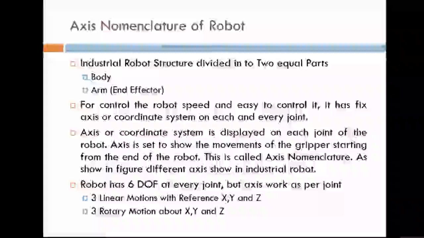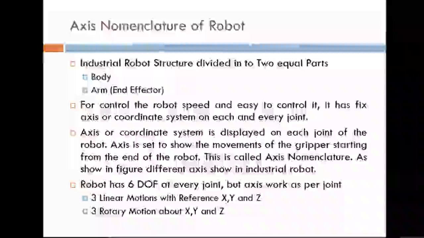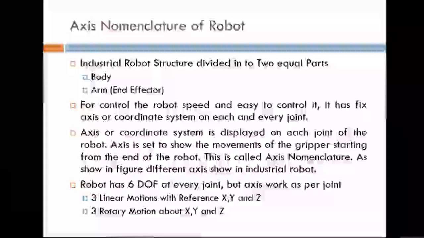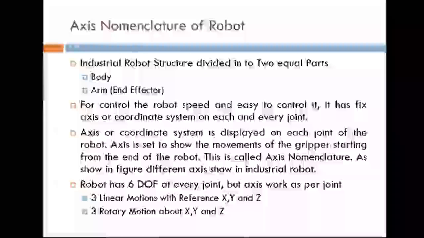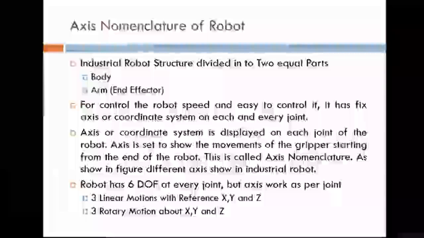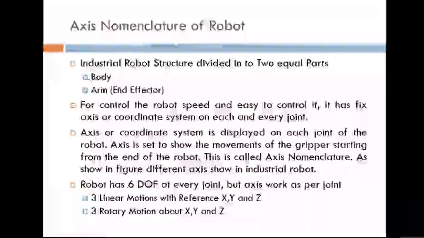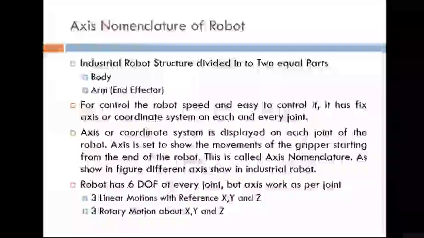An industrial robot structure is divided into two equal parts: the body and the arm, also called the end effector. For controlling the robot's speed and motion easily, it has six axes, called the coordinate system. Each and every joint axis or coordinate system is displayed on each joint of the robot.